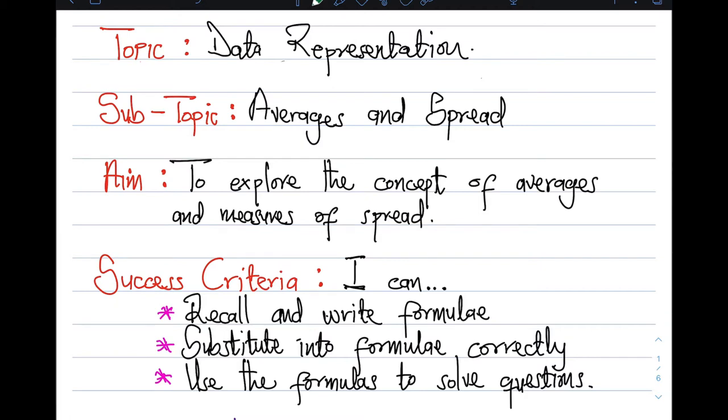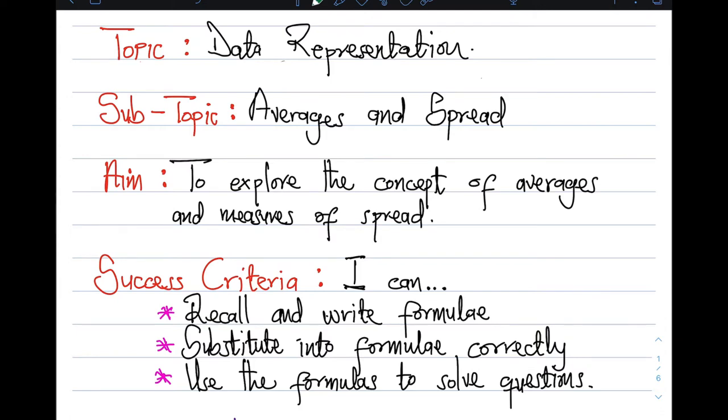This is our first topic in AS level statistics. Today, we'll be looking specifically at averages and spread. The aim of our lesson today is to explore the concepts of averages and then measures of spread. At the end of the lesson, we should be able to write formulas, substitute correctly into formulas, and then use formulas to solve problems.